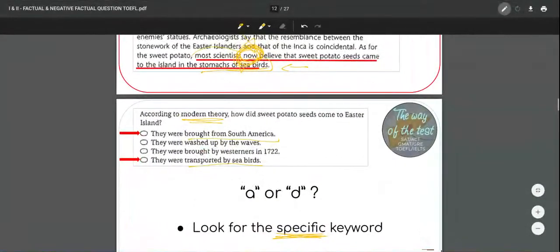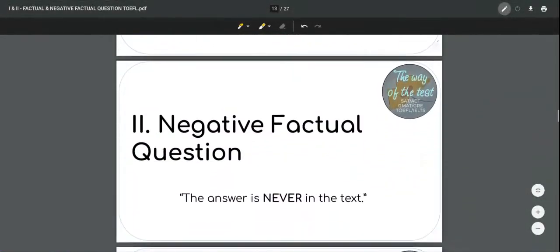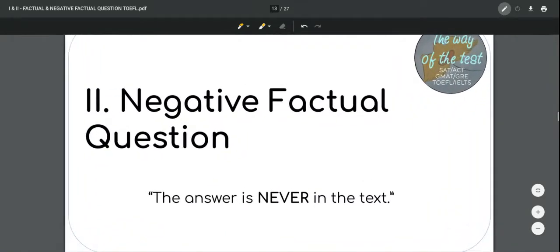Okay, now we're going to go for the negative factual question. The negative factual question has the opposite principle. If in the factual question the answer is always in the text, in the negative factual question, the answer is never in the text.